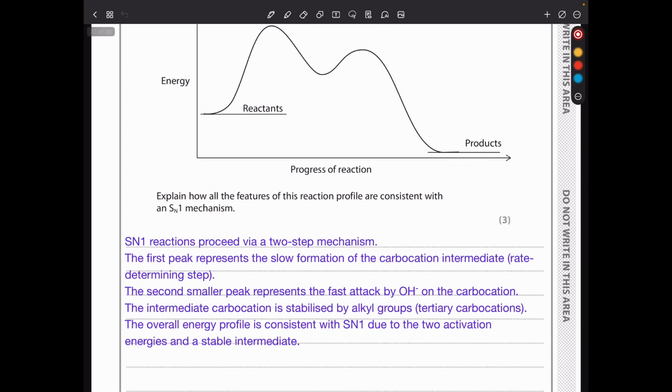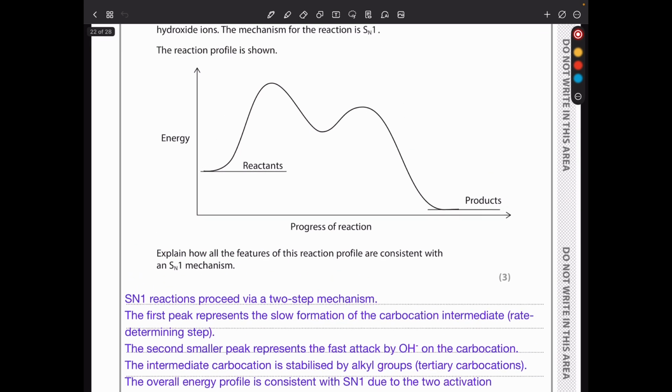Like I said already, this is a process going through 2 steps, meaning it's SN1. So SN1 reactions proceed via a 2-step mechanism. The first peak represents the slow formation of the carbocation intermediate, which is the rate determining step. The intermediate is going to be there. And the second smaller peak represents the fast attack of the OH ion on the carbocation. The intermediate carbocation is stabilized by alkyl groups because it is a tertiary carbocation. The overall energy profile is consistent with SN1 due to the 2 activation energies and a stable intermediate.